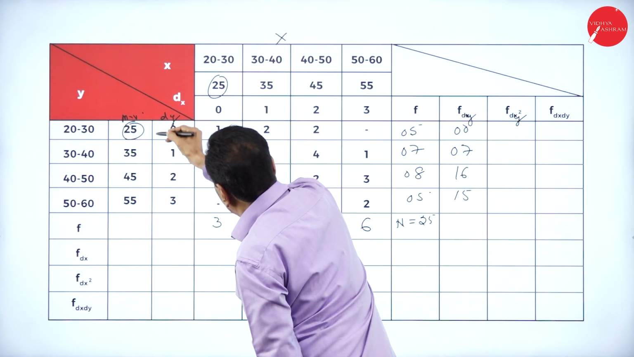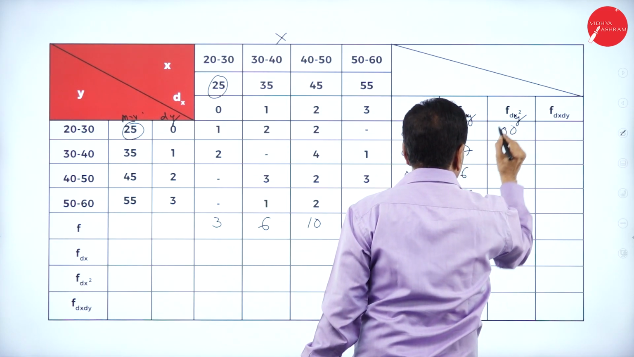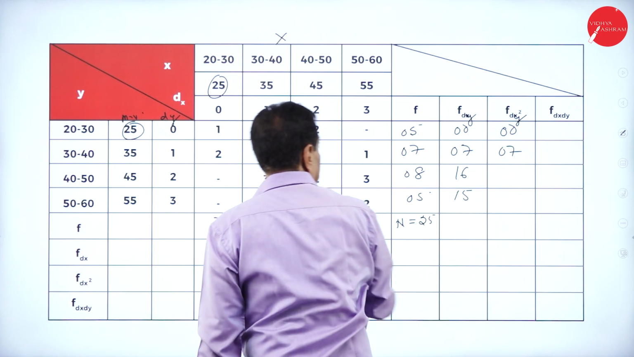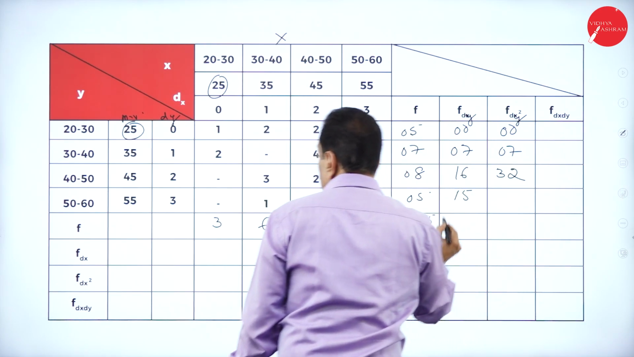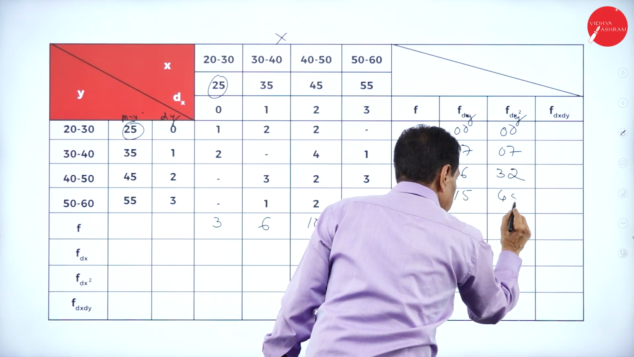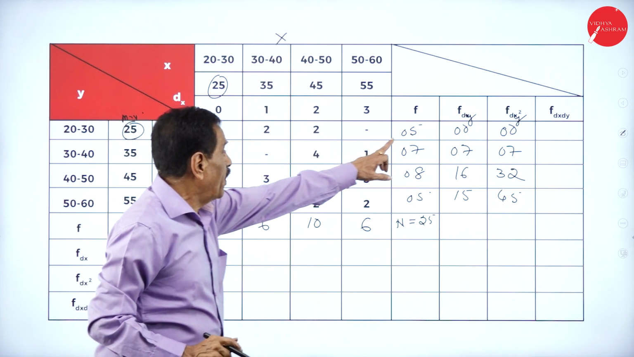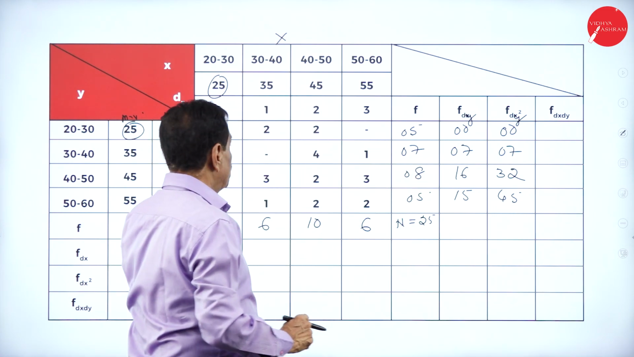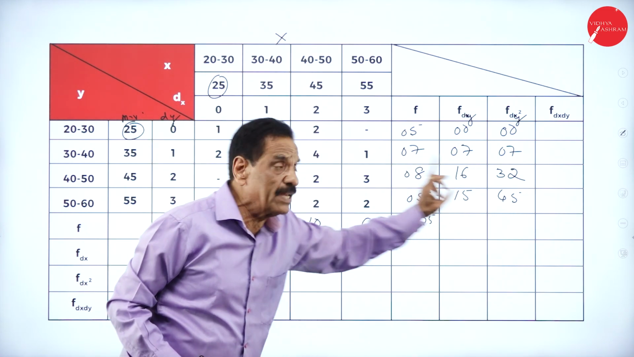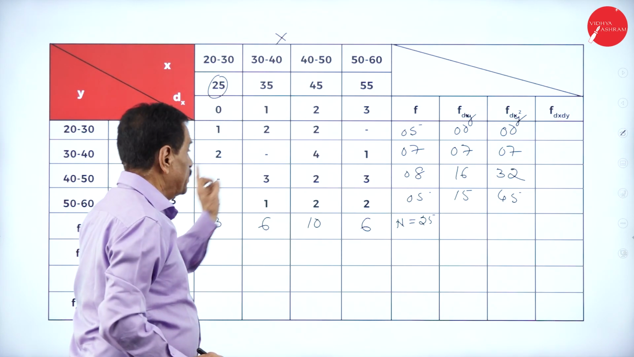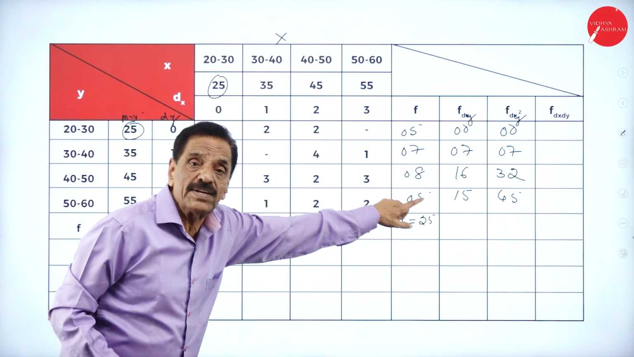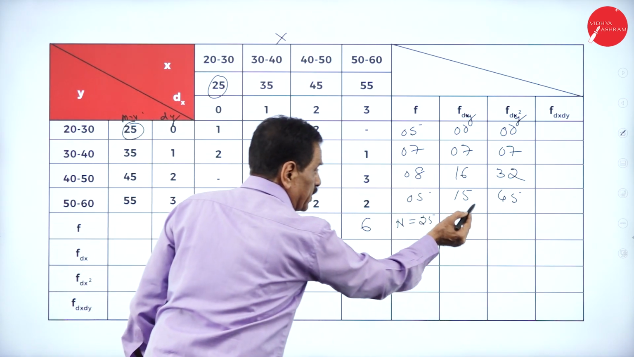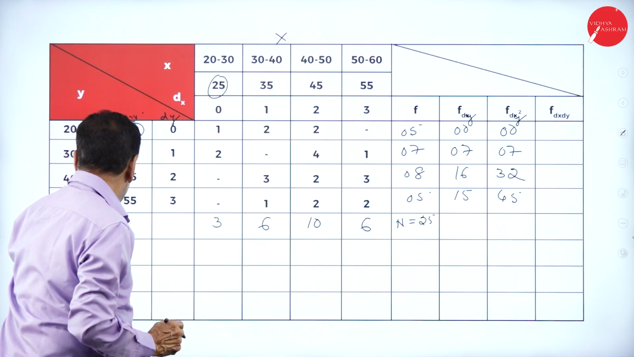Now f dy square, once again: f dy into dy. 0 into 0 is 0, 7 into 1 is 7, 16 into 2 is 32. The same number you have to multiply. 15 into 3 is 45. I will repeat: 5 into 0 is 0, 0 into 0 is 0, 7 ones are 7, 7 ones are 7, 8 twos are 16, 16 twos are 32, 5 threes are 15, 15 threes are 45.